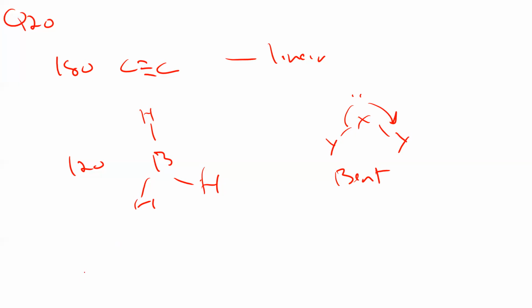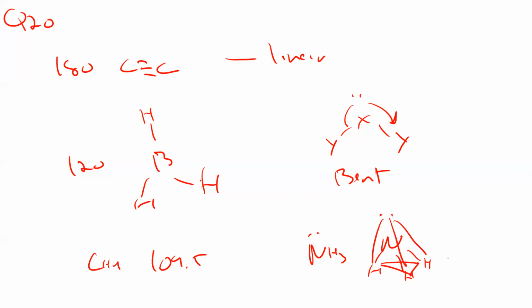Bond angle in a 4-electron group. 4-electron group is usually something like CH4. That should be 109.5. The shape of a 4-electron group molecule with 3 outer electrons and 1 lone pair. You can think of NH3. We got that triangle shape right there, and it's a pyramid. So it's trigonal pyramidal.